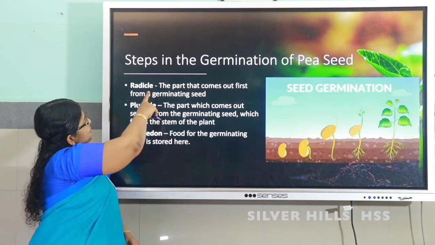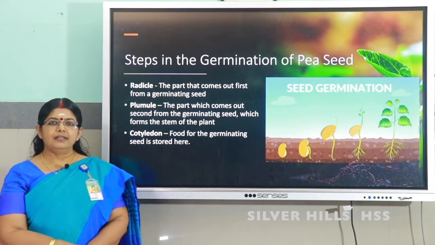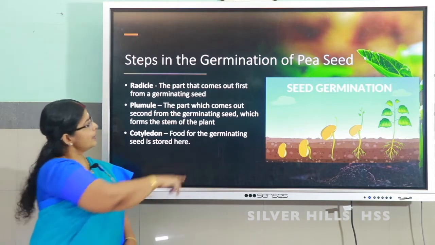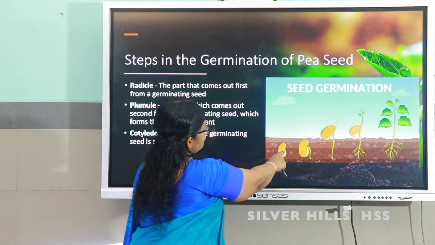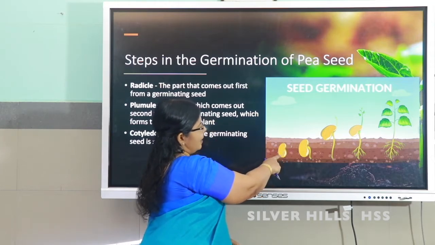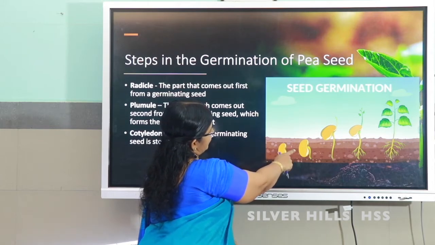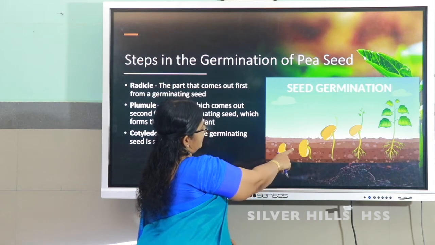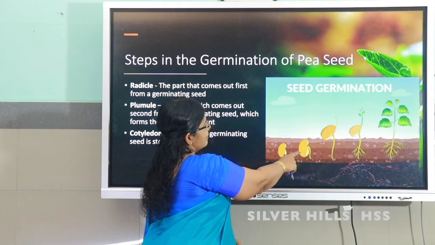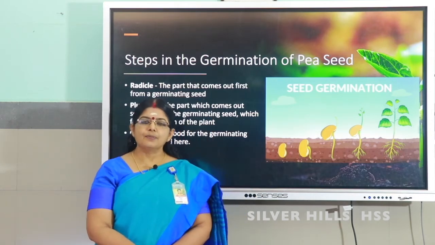Next, steps in the germination of a pea seed. What are the different steps in the germination of a seed that we will study now? Look at the picture given here. First, you can see a seed buried in the soil. After getting favorable conditions, that is enough water, air and a favorable temperature, the seeds start sprouting.